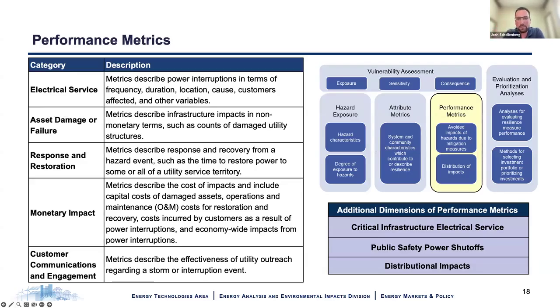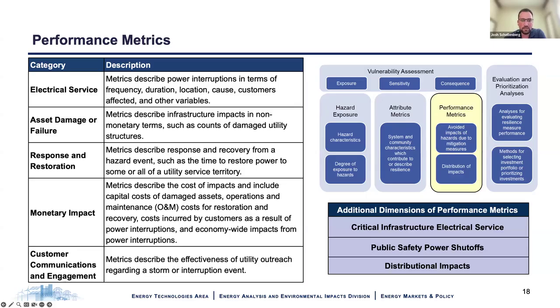Now we'll go into performance metrics. JP covered a lot of these, so I'll skip over some of them. But as he mentioned, the industry in general has had some fairly standard reliability metrics, SAIFI, SAIDI, CAIDI, going back a couple decades now. But those metrics, in many cases, don't really give you a good sense of what is happening in these extreme weather events that are more of a focus for utility customers, utilities, and their regulators, especially given recent events tied to wildfires and hurricanes.